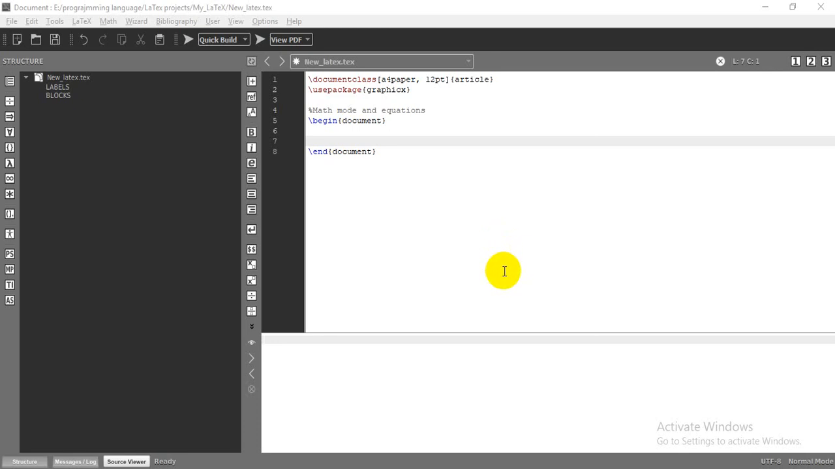Hello everyone, welcome to a tutorial presented by the SC Child VB. In this tutorial, we are going to learn how to use the math mode and equation in it.